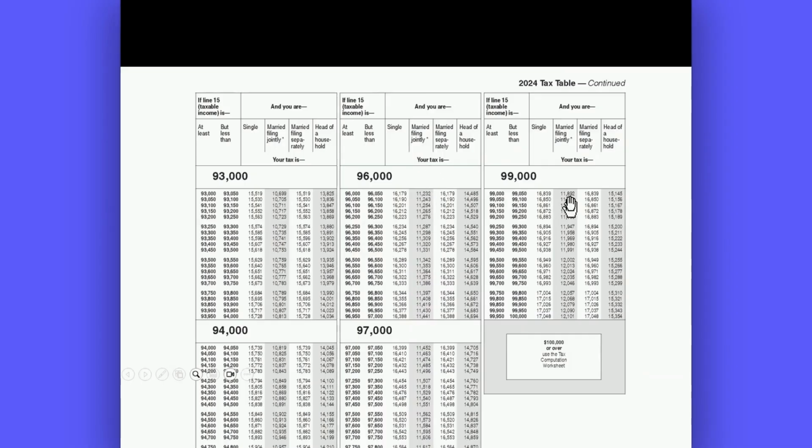And here you can see it's different. So up here, let's look at this one, $99,000 to $99,050. Depending on the filing status, you can see if you're single, you would owe $16,839. Married filing jointly would be $11,892, etc. So for whatever the level of taxable income is, line 15 of the tax return, you can use the table to determine the amount of tax. And then it reminds us here that if you've got $100,000 or more of taxable income, then you need to use the tax computation worksheet, or what I call the tax rate schedules.